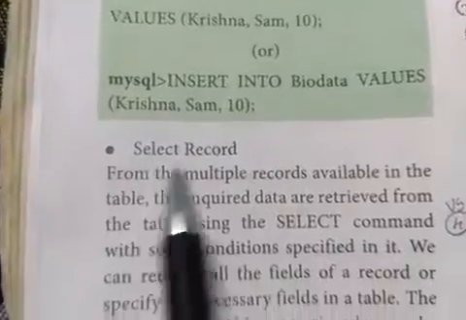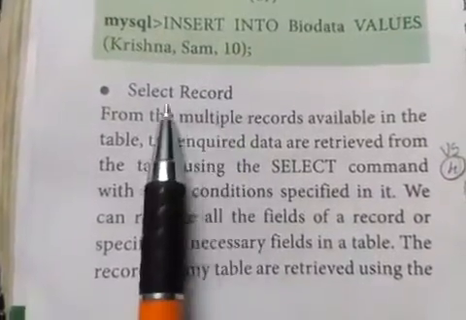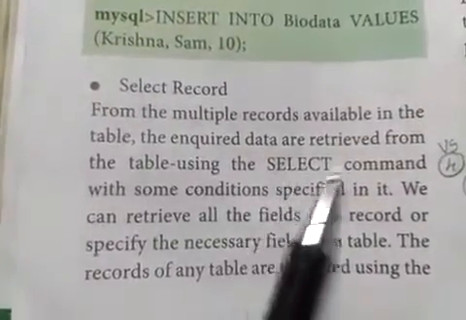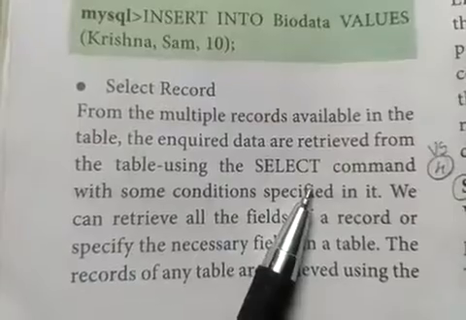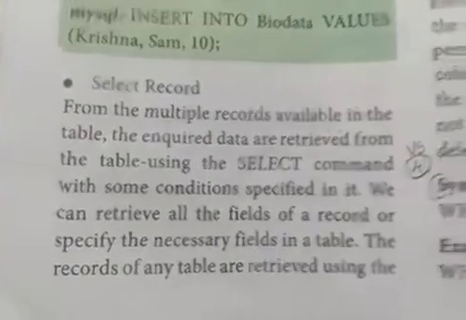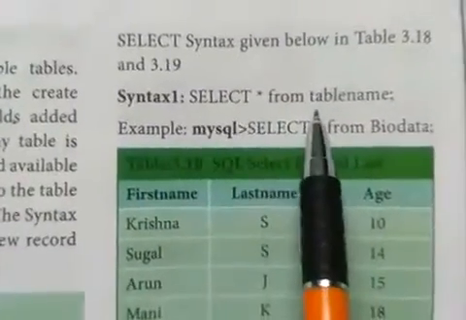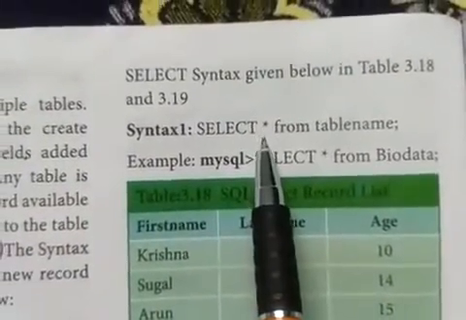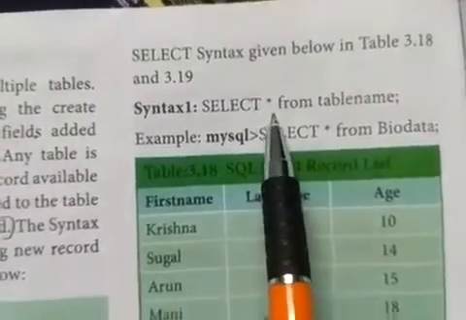And then the next heading is select record. What is the purpose of the select command? It is used to retrieve the data from the table. The syntax is select asterisk from the table. The asterisk here represents all records and all columns in the table getting displayed.